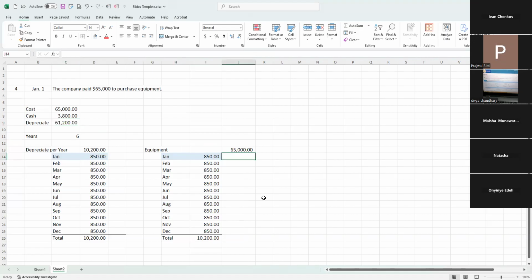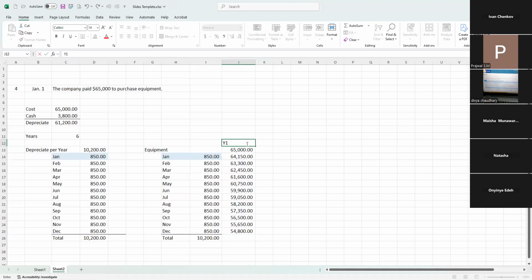So how much will be my value in January? After I deduct, minus 850. Minus 850. And then keep going. And what will be my value of the equipment after year 1? 54,800. Make sense? Correct? That will be year 1. Next time we're gonna talk more about it, and you're gonna see how much will be the value at the end of 6 years, in December. How much do you think the value will be?